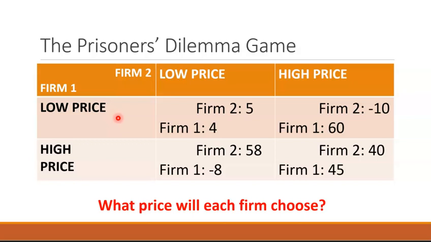But firm 1 is going to ask itself, well, what happens if firm 2 chooses a high price? What should I do? Well, again, choosing a low price is the best choice. If firm 1 chooses the low price, it gets a payoff of 60 instead of 45. So firm 1 concludes, no matter what firm 2 does, high price or low price, it's best for me to choose a low price.